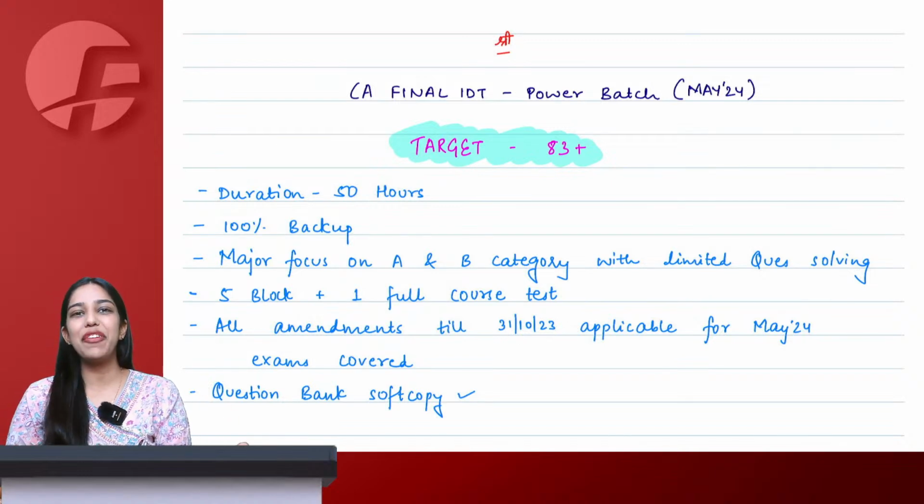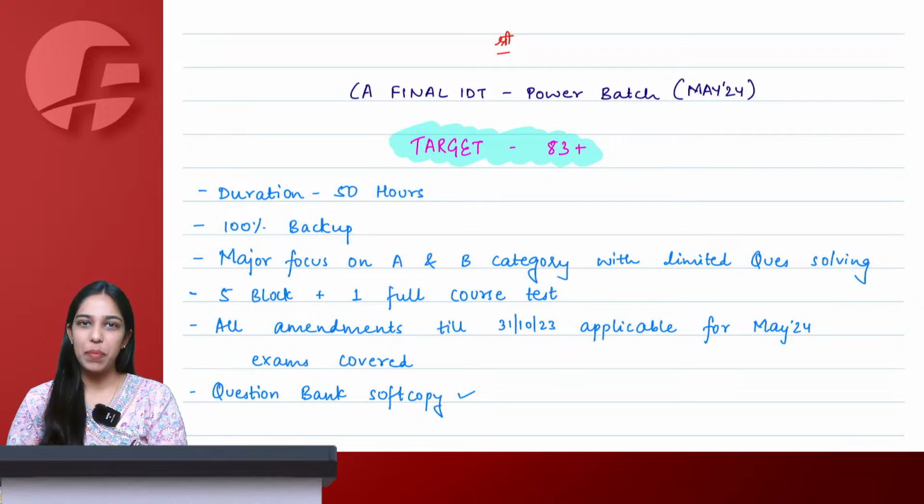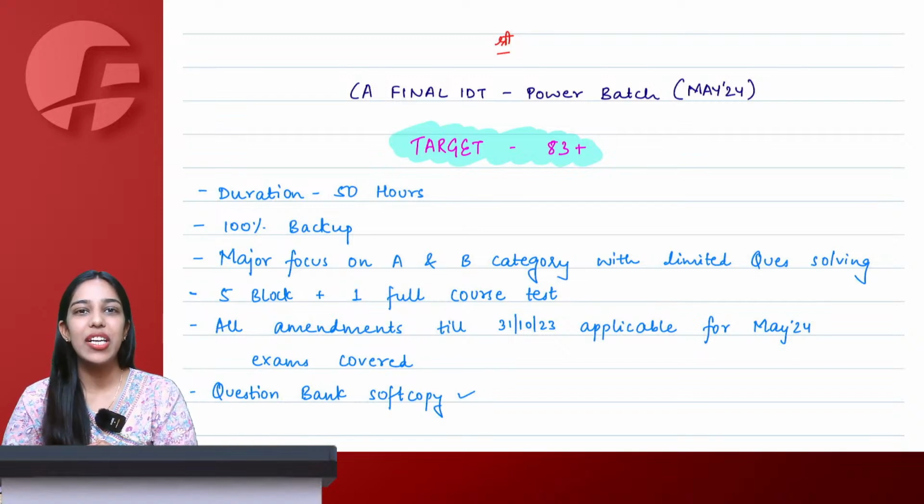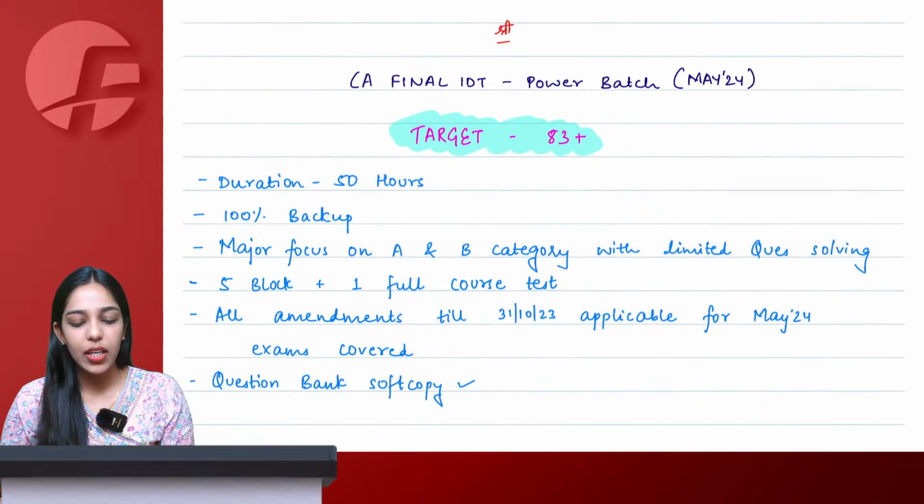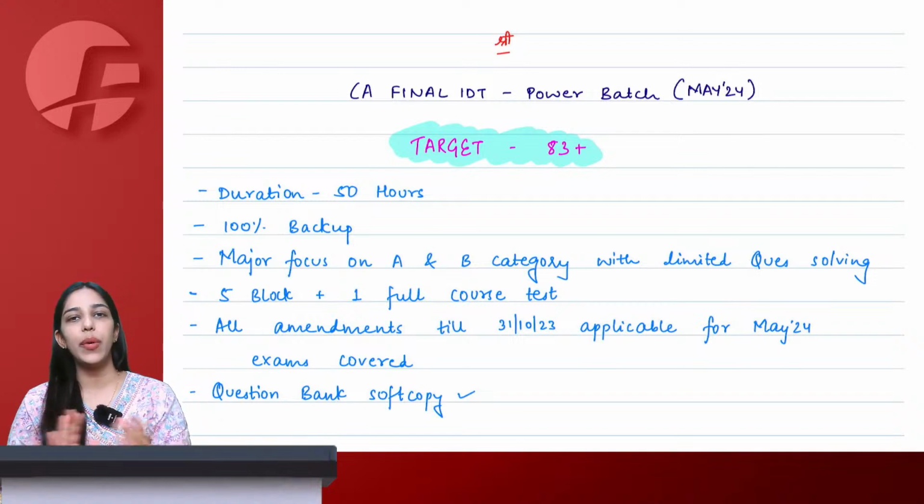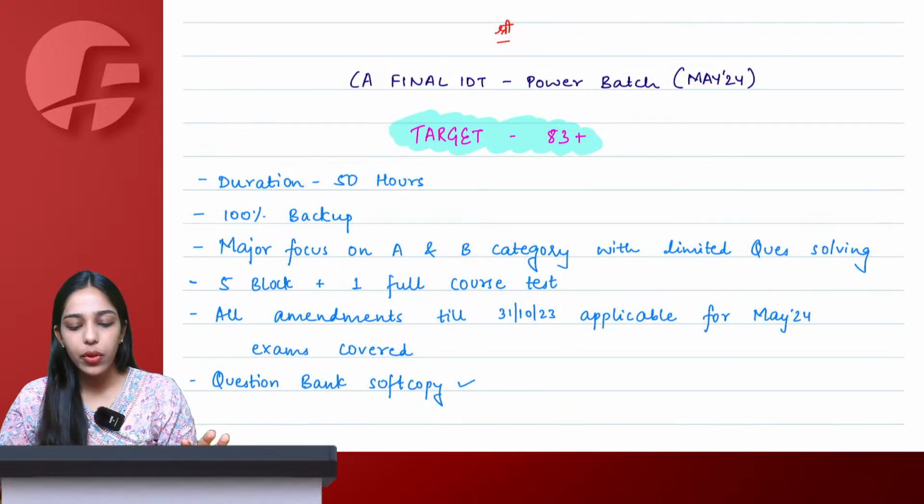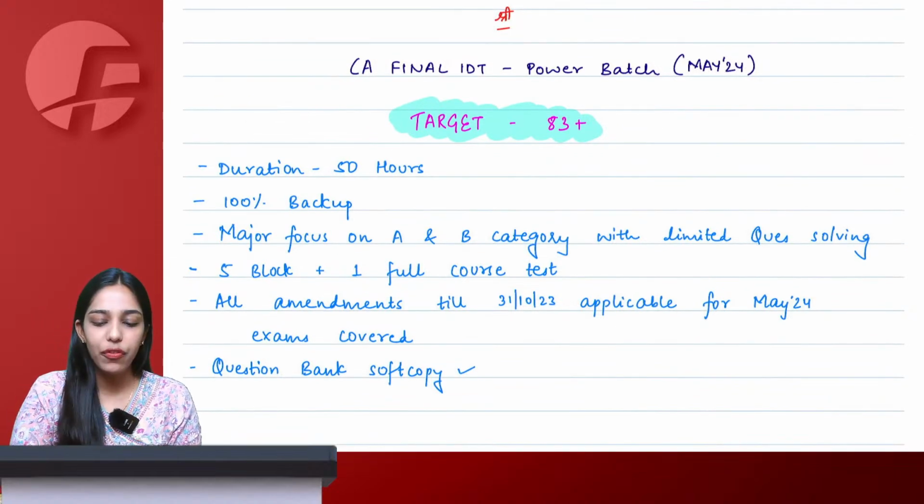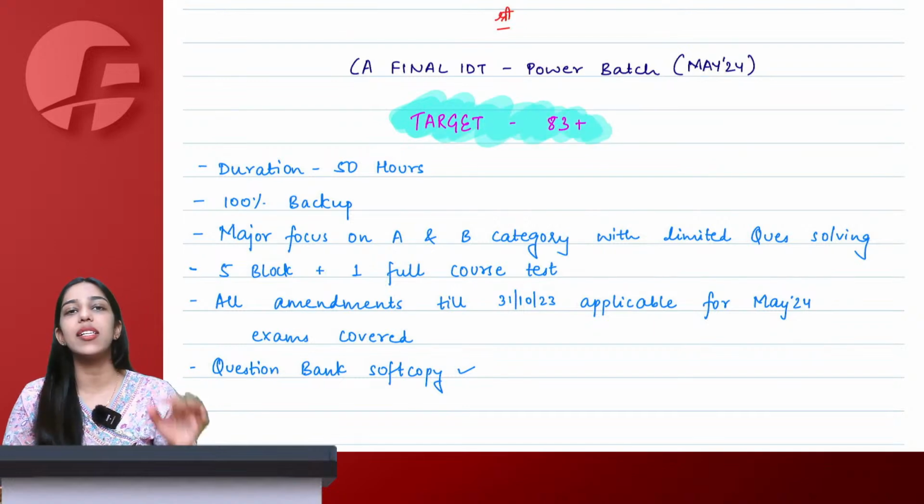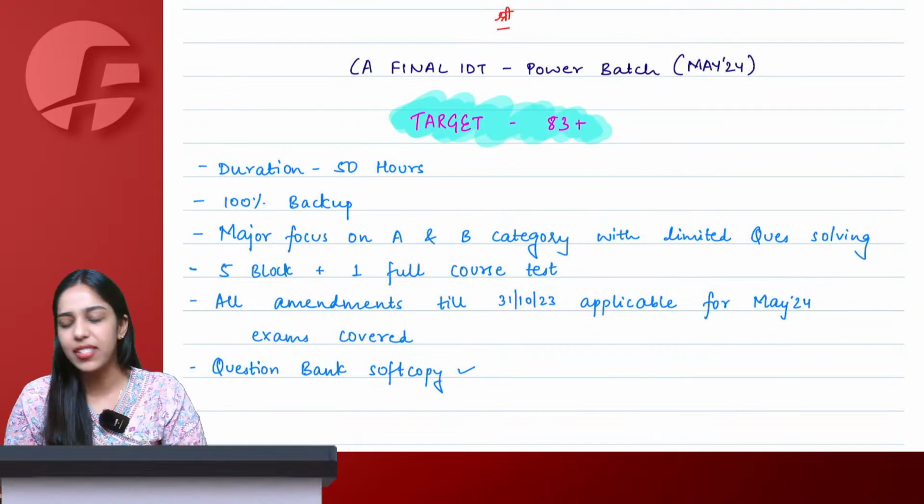Welcome to the CA Final Indirect Taxes Power Batch that we are taking in 100% English live. Before we start with this session, we'll take 15-20 minutes to understand the purpose of this batch, how we are going to take it forward, and how we are going to achieve this target of 83 plus marks in CA Final Indirect Taxes.